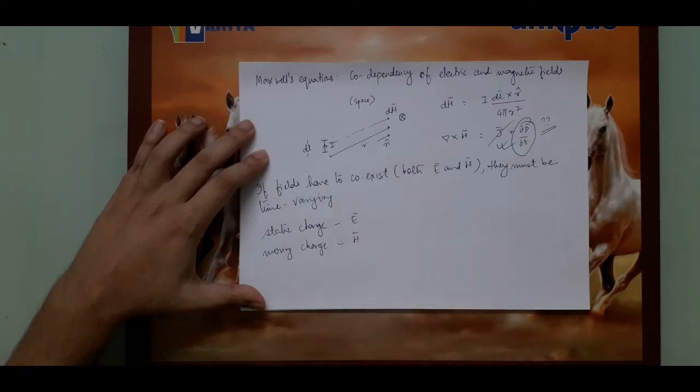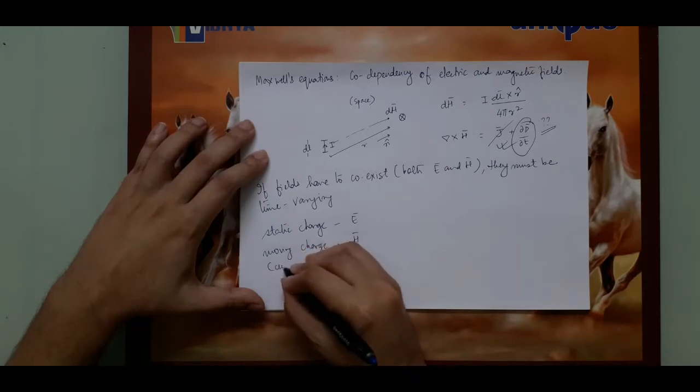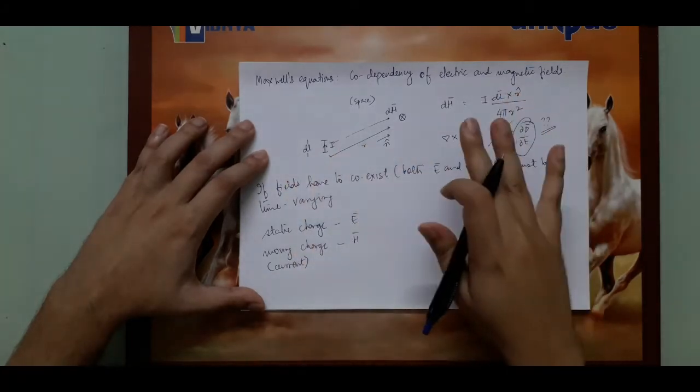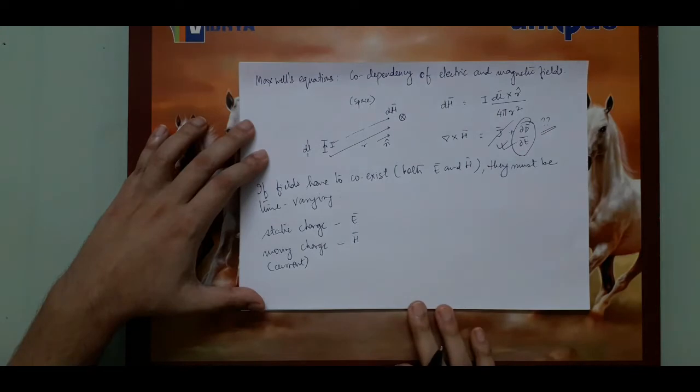Now let us assume that we have the charges or currents, let's call this current, either static charge or current, which are time varying in nature.